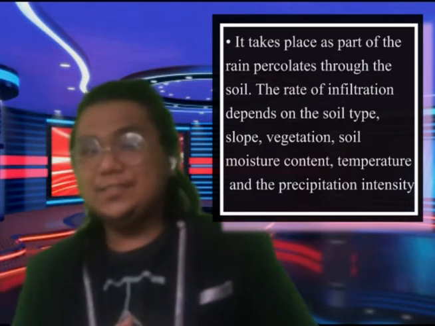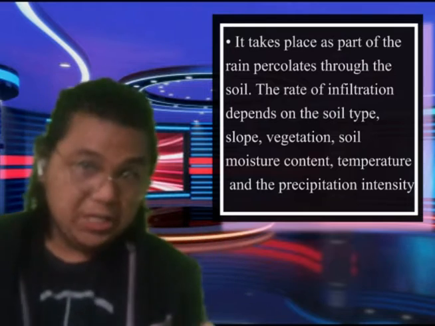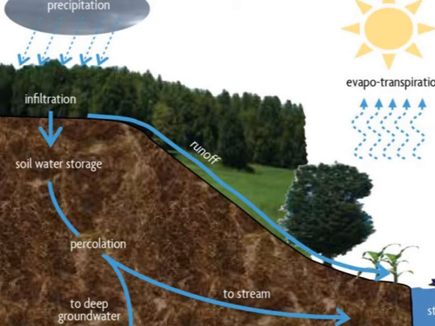Next is the slope. Next is the vegetation. If there is too much vegetation around the soil, the rate of infiltration will be much greater. Soil moisture content, same as the soil type. If the soil moisture is higher, then the rate of infiltration is going to be less. Also, the temperature: if it's too hot, the rate of infiltration is greater.